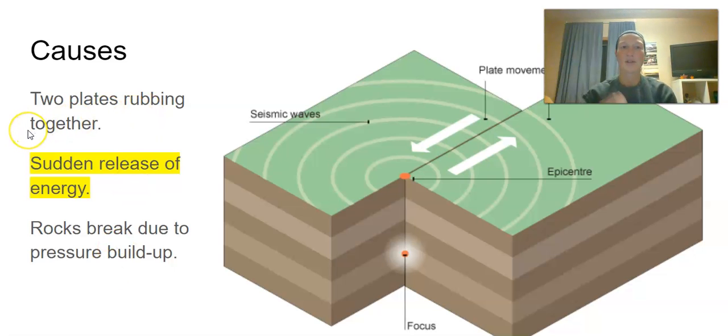So the causes, there are a couple different causes, but really when two plates rub together, this is a sudden release of energy. So like we talked about in the tectonic plates video, as they're transforming boundaries and they're scraping, sometimes it gets stuck. And the pressure builds and builds and builds and releases really fast. And this is what causes those earthquakes.